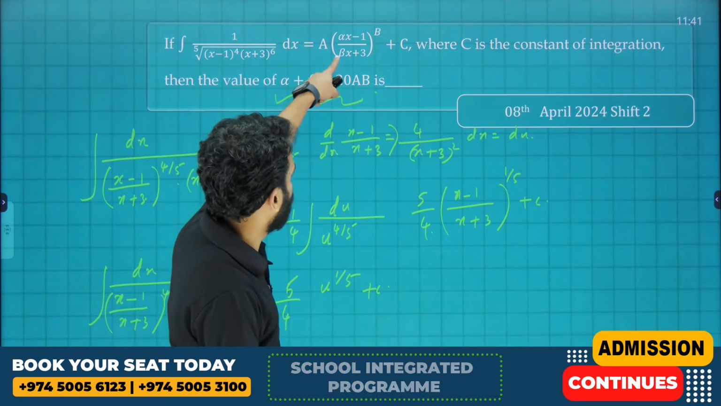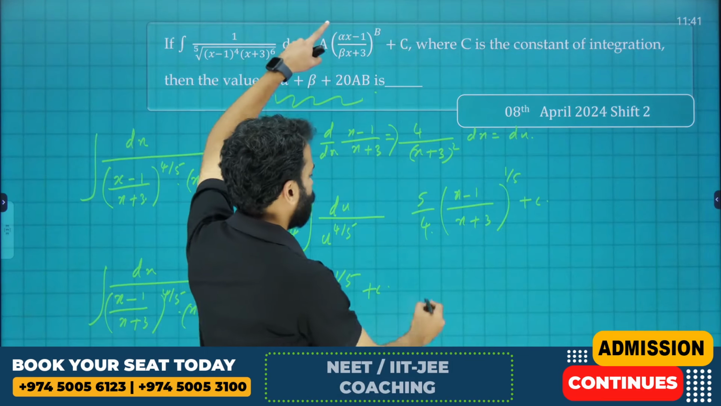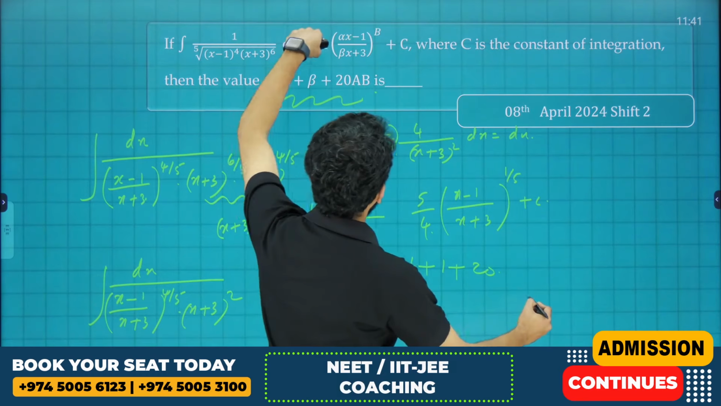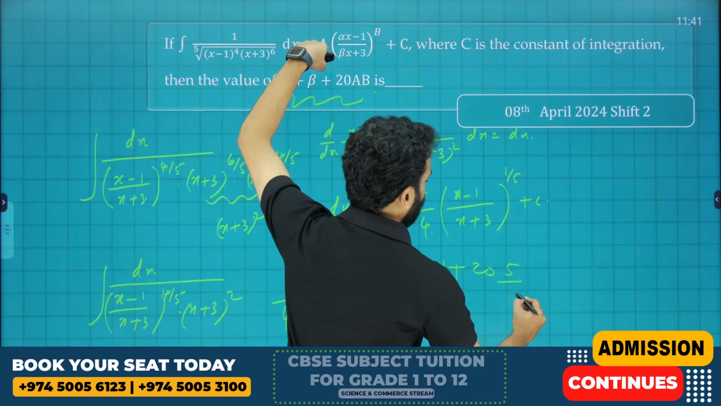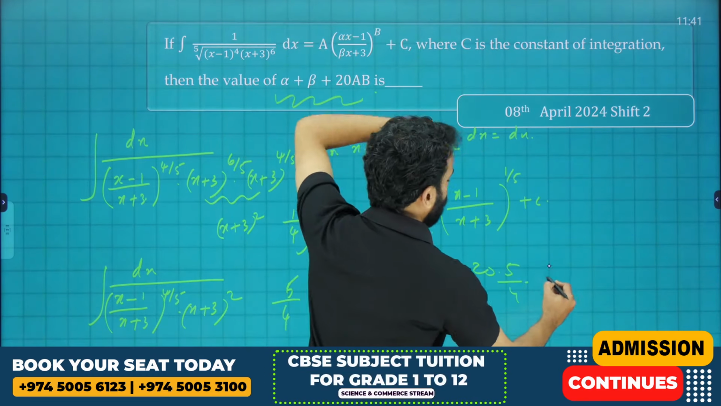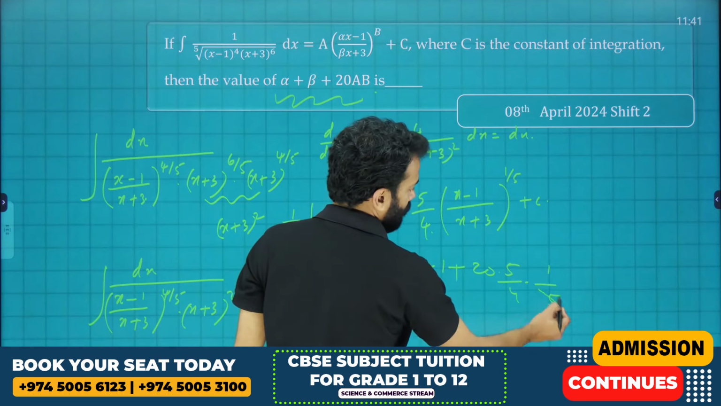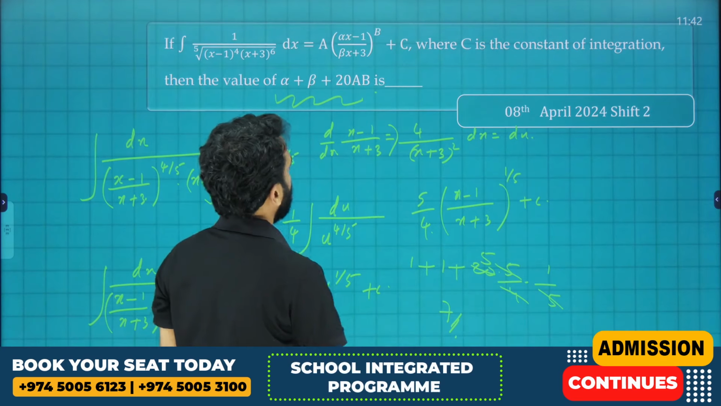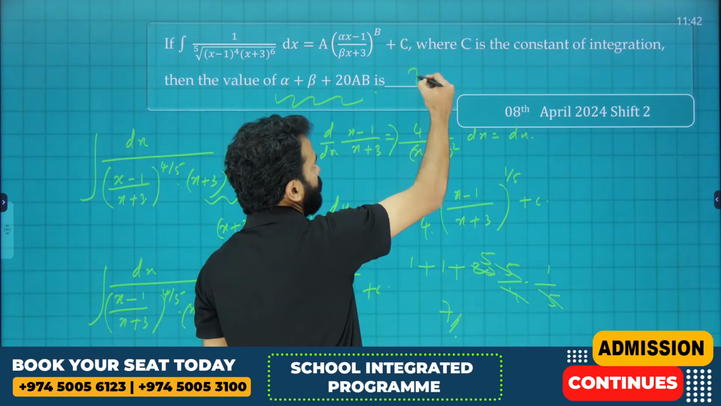So what is alpha? Alpha is the coefficient of x in the numerator, that is 1, plus beta is also 1, plus 20 into what is a? A is 5 by 4 into what is b? That is 1 by 5. Okay, cancel this, this and this and this, it becomes 5. Therefore, the net answer is what? 7. Okay, integer type question, the answer is 7.